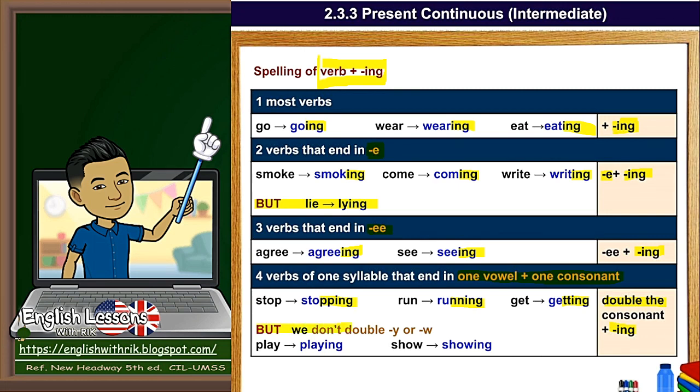But if the final consonant is y or w, we don't double it. For example, play, playing, show, showing.